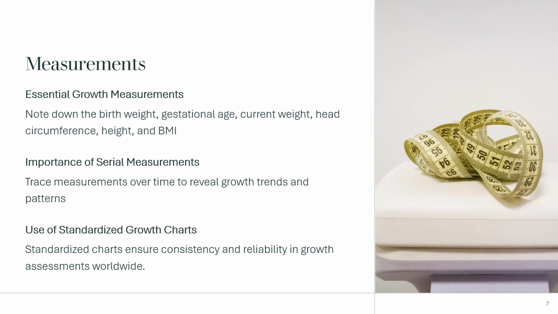You have to note down the current weight, height or length, head circumference and body mass index. And very importantly, it is not a one-point measurement. It should be measured serially to identify the trends in growth, and should always use standardized growth charts like the WHO growth chart.